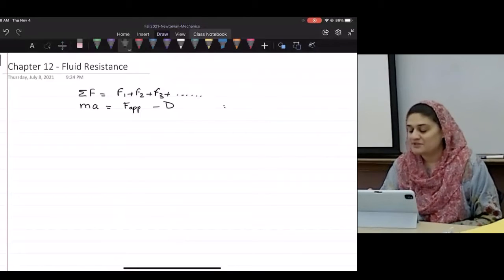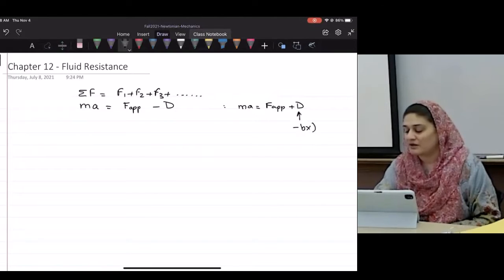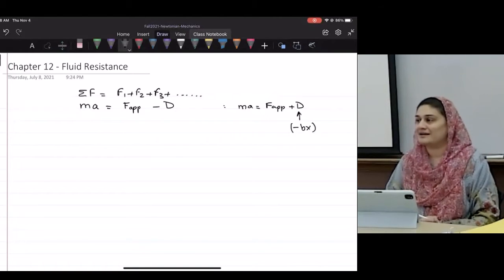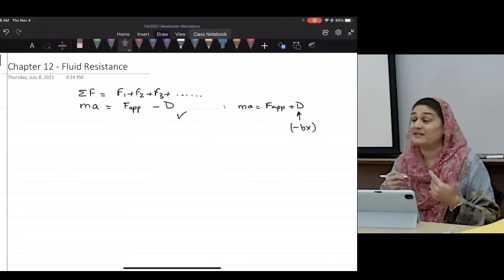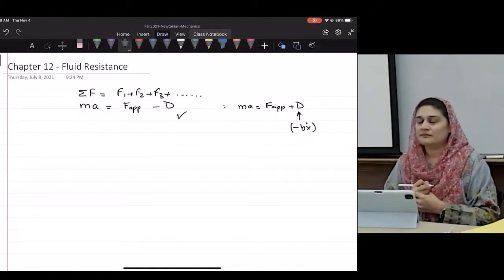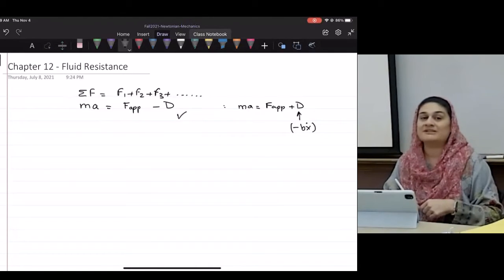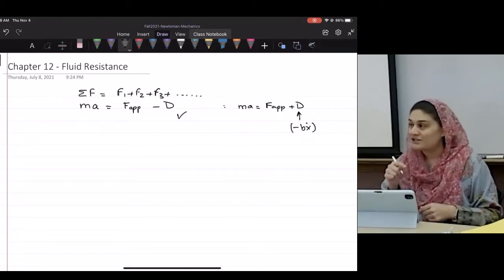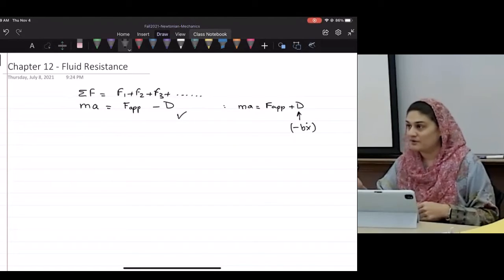Or sometimes in textbooks, it will be written like this: F applied plus drag, but then they will use this and put a negative sign on the drag itself. I tend to use this scenario, but in my scenario, I will not put a minus bv. Actually, this should be a dot. Sorry, I forgot the dot. So you'll see it as a minus bv̇. So your drag force is a function of velocity. What does that mean? The faster you go, the more drag you experience.